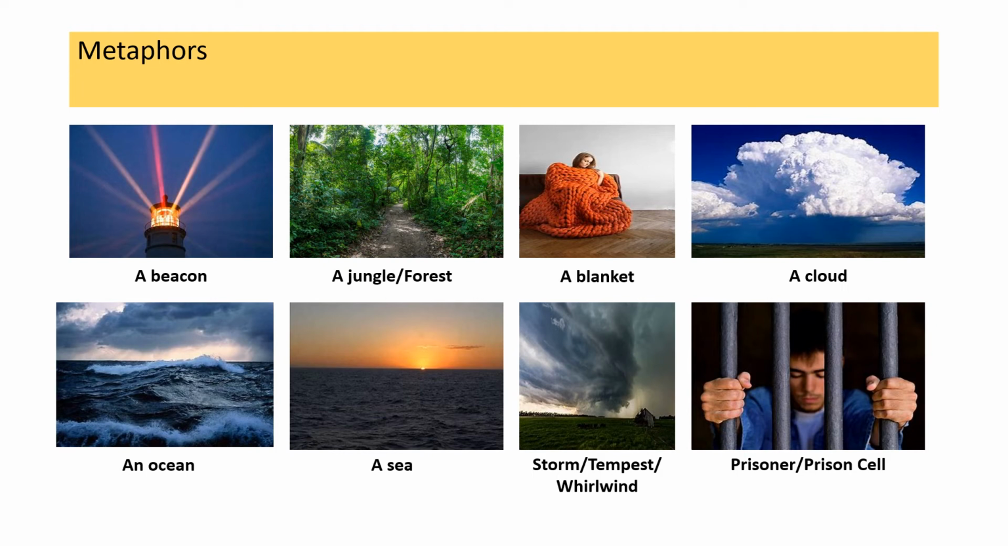A jungle might be a symbol for confusion. A blanket could be for comfort, but also for something that's smothering or claustrophobic. An ocean could be something that's overwhelming or dangerous, for example. So have a think about it. It might be worth mind mapping a few of those, the connotations of those symbols and how they might be used as metaphors.